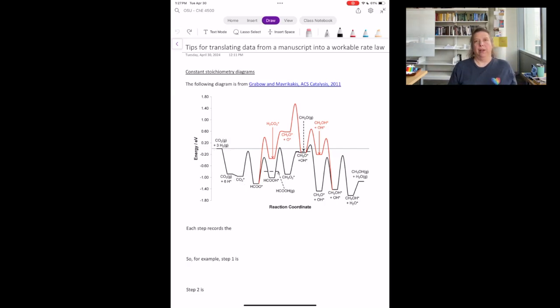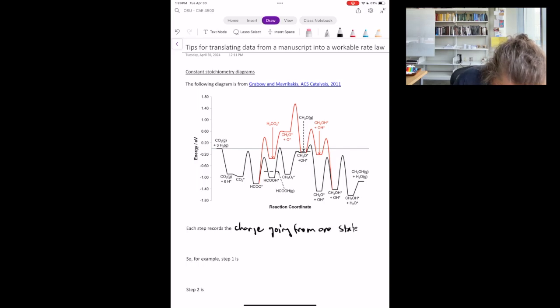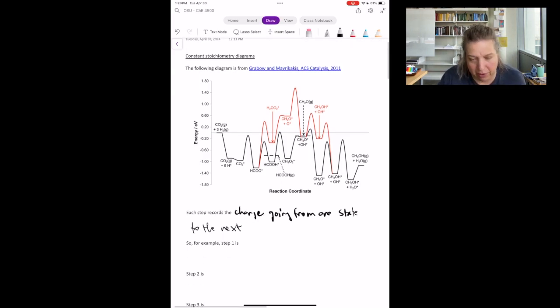So first, how do I create a mechanism out of this? Each time I make a step, so here I have a step, here I have a step, here I have a step, here I have a step, for example, what I'm recording there is the change in what's going on. So I'm recording the change going from one state to the next. So for example, these changes are going to give me what the different steps are.